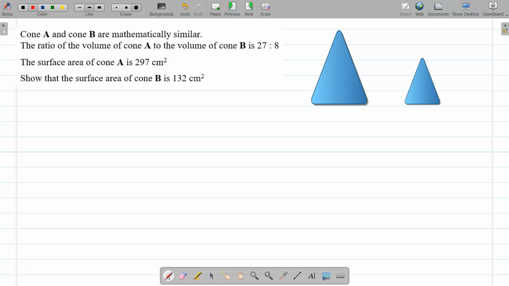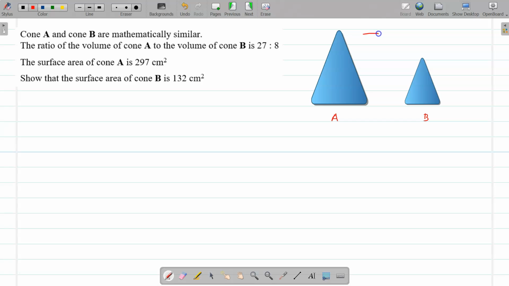In this next question we have also to deal with volumes and areas. So we have 2 cones. I've just made a couple of diagram sketches here just to show what they would look like roughly. This is cone A, and this is cone B. And what we're saying here is that the volume of A to B is in the ratio 27 to 8.